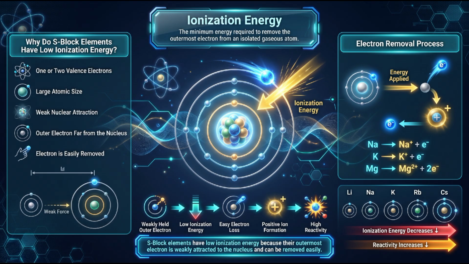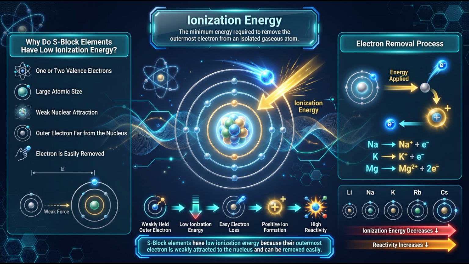Since S-block elements have one or two loosely held valence electrons, they require only a small amount of energy to remove these electrons. This is why they have some of the lowest ionization energies in the entire periodic table. The image explains that S-block elements have low ionization energy because they possess one or two valence electrons. Group 1 elements have the general electronic configuration ns1, while Group 2 elements have the configuration ns2.